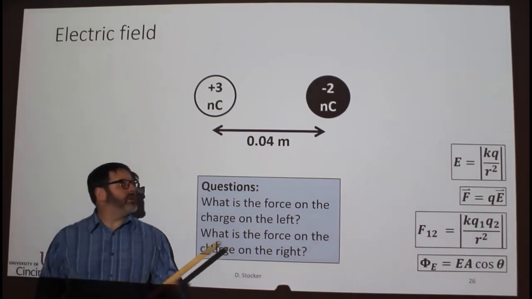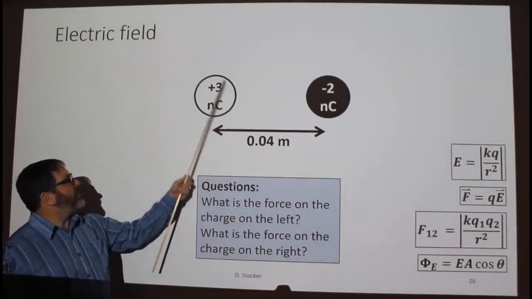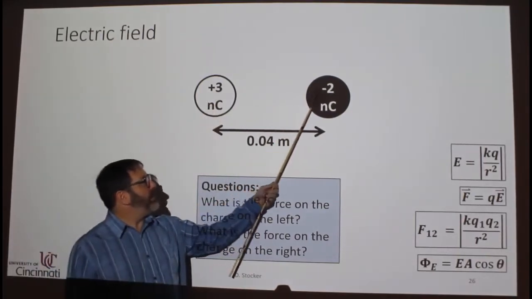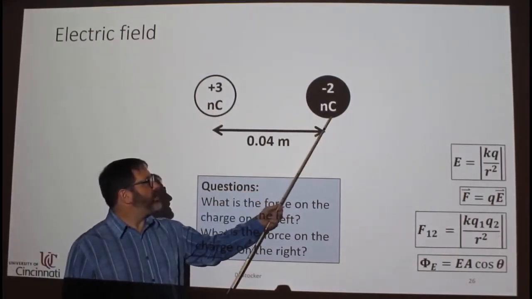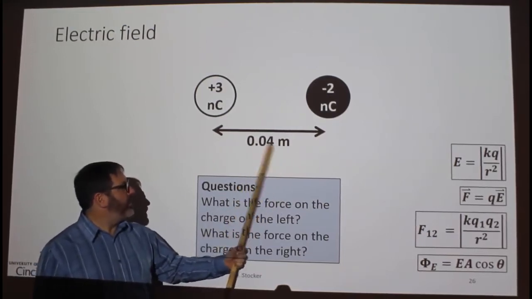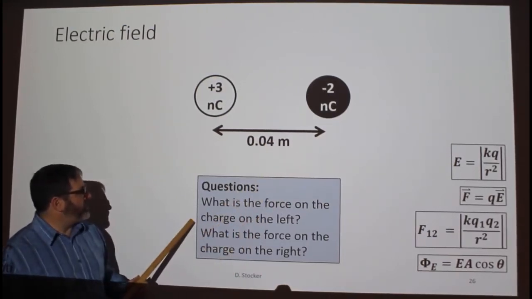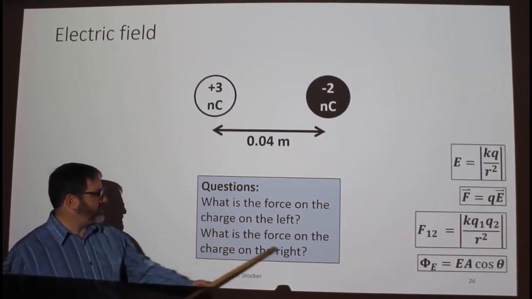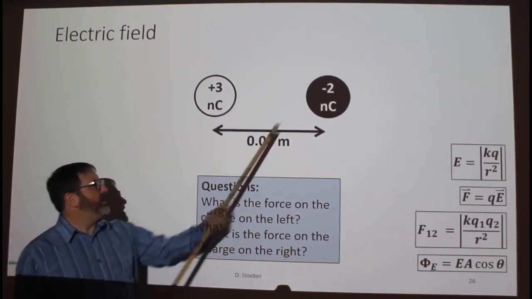Now let's try one with two charges. So this time we have a plus 3 nanocoulomb charge here and a minus 2 nanocoulomb charge here with a distance between them of 0.04 meters. What is the force on the charge on the left? And then we're also going to look for what is the force on the charge on the right.